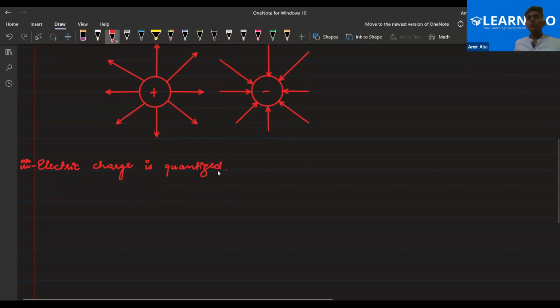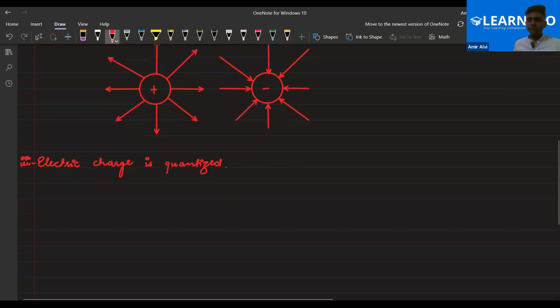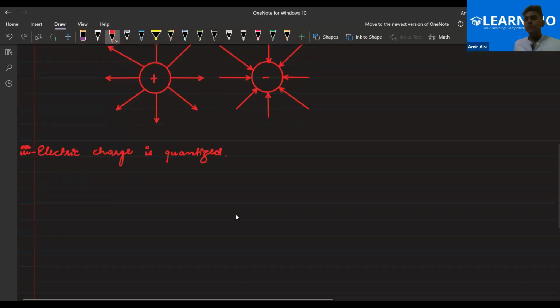Okay, quantized is a very tough word in terms of science, right? But in the simplest manner, quantized means small packets. Charge is quantized means that it is in discrete packets, small packets with a definite number. Definite number means it is not a fraction, it is not negative, it is a proper natural number.